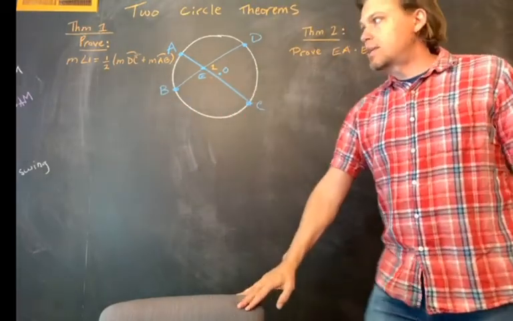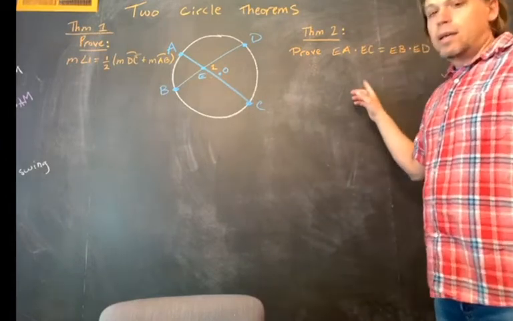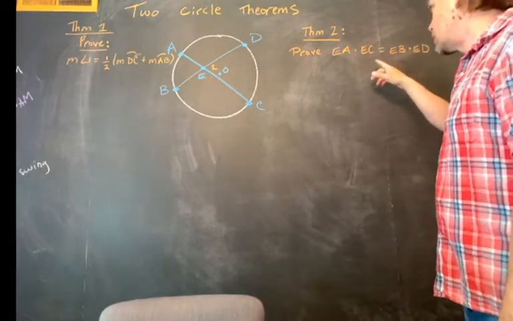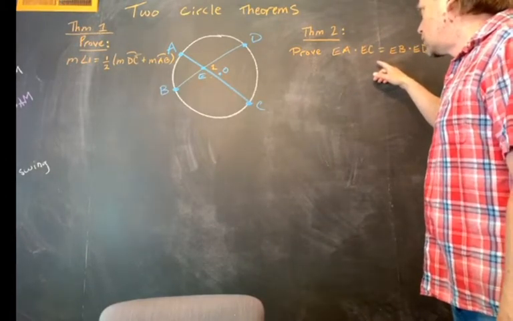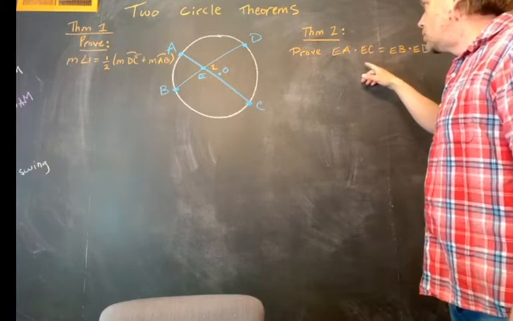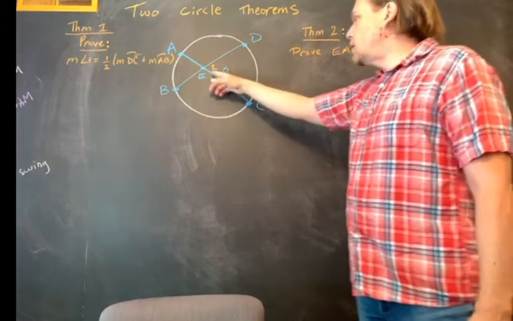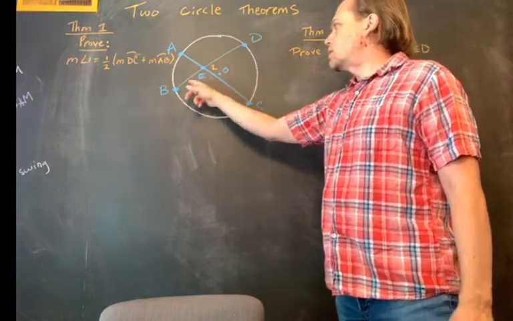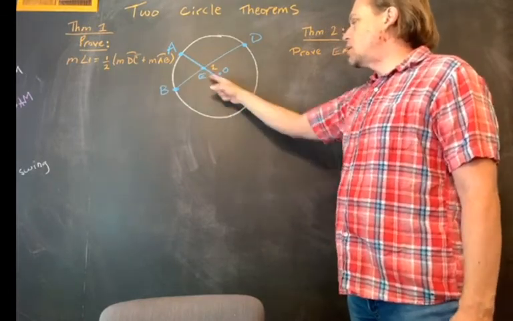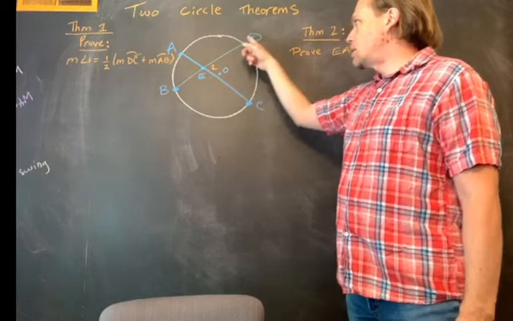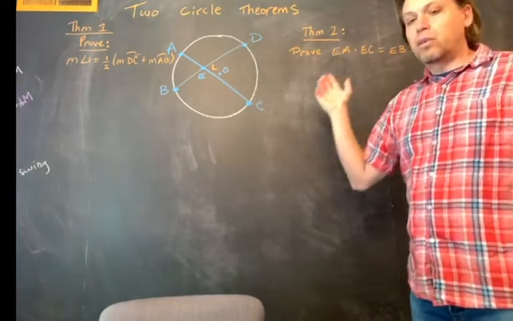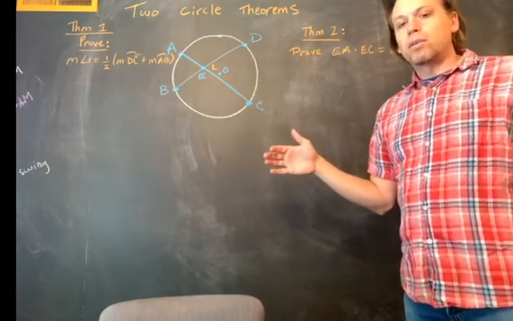The second one takes a little bit more work to prove. I kind of think this is a little more interesting. It just says if you cross these things in a circle, EA times EC is the same as EB times ED. So you can make some calculations that way. We're going to prove that too.